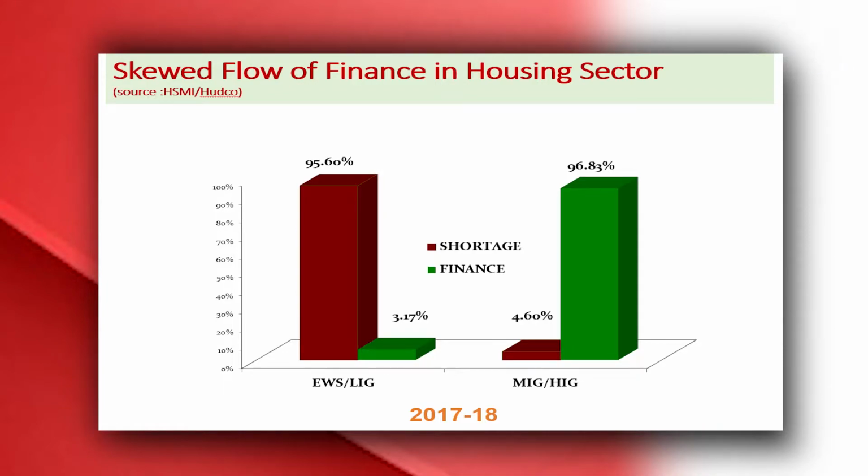Loan finance is more towards middle and high income, who constitute only 1% share in the backlog, and low income housing, which constitutes 99% share, has a small part of loan finance from banks.